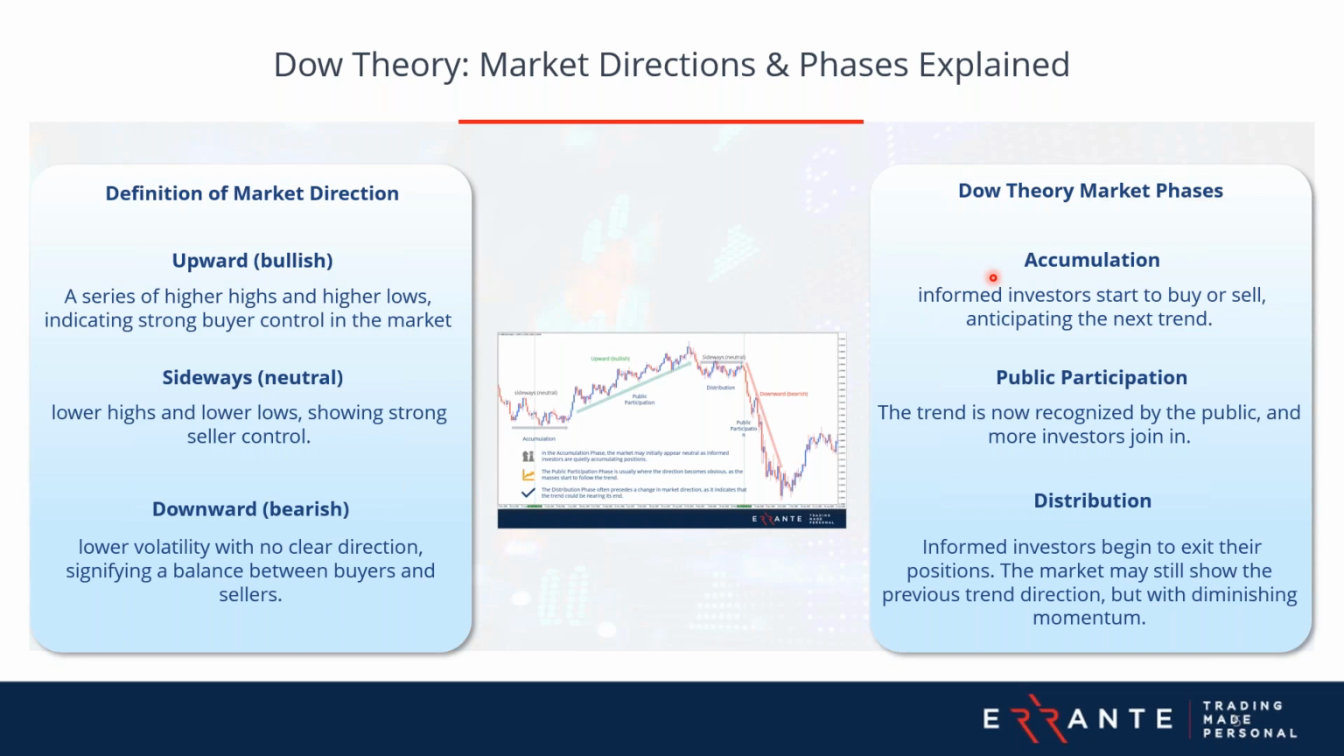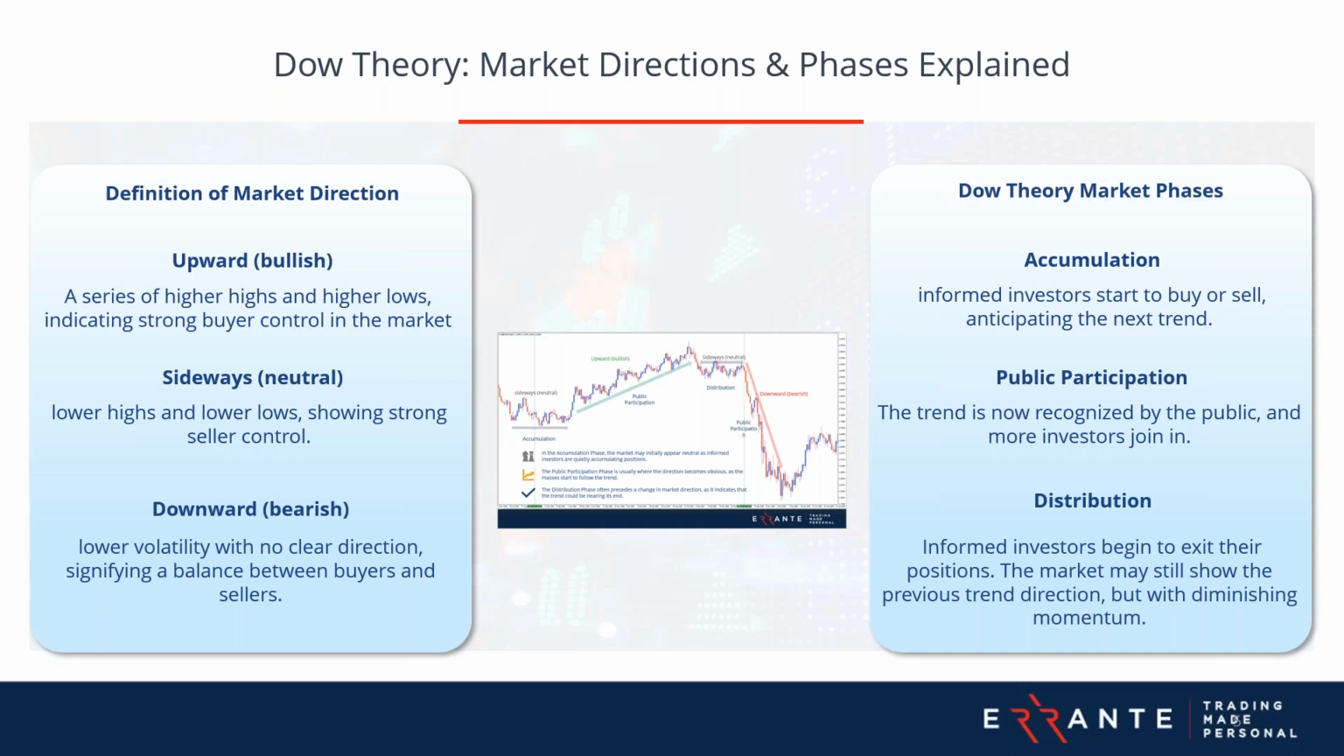If you didn't participate in our previous webinar, we started with Dow Theory, and we said that in Dow Theory, we have three phases for a primary trend. The first phase is accumulation, where informed investors start to buy or sell, anticipating the next trend. And then next comes the public participation phase. Here, the emerging trend gathers momentum as more and more traders jump on board. And if the trend is bullish, we will see a pronounced upward movement in the price.